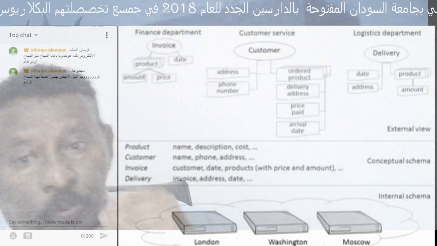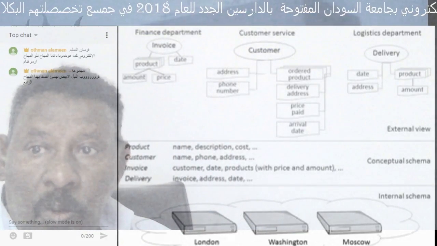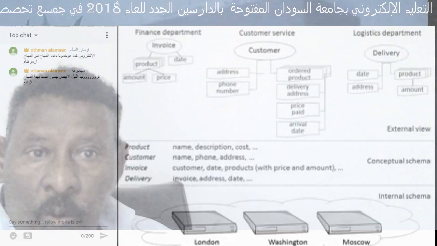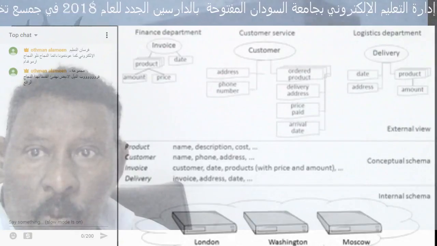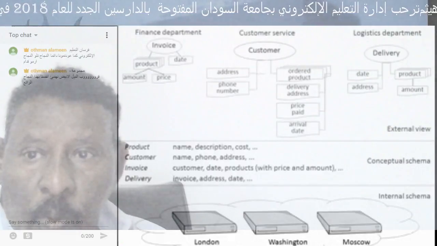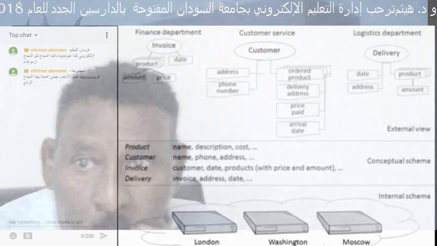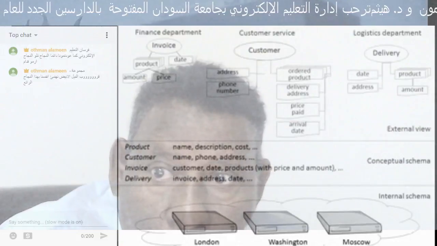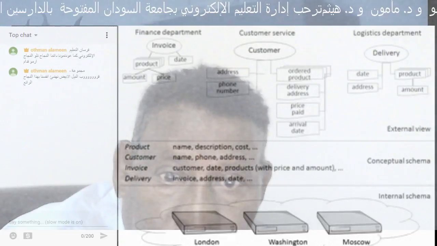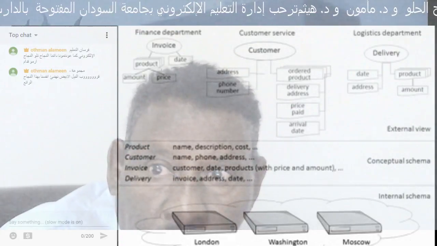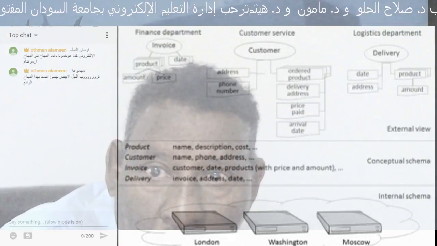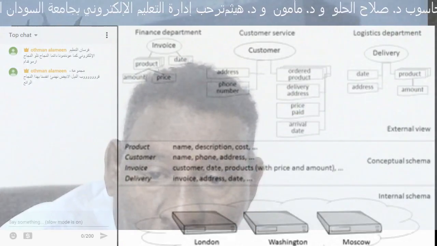Here you can see that again visualized in a particular company setting. Imagine that you have some departments that need certain types of information. They need product information, customer information, invoice information, delivery information. Imagine that for products we're going to store name, description, and cost. For customers, we're going to store name, phone, and address. We store certain types of information for invoices and delivery. What information we're going to store for each of those items is specified at the conceptual level, together with the relationships between all those concepts.